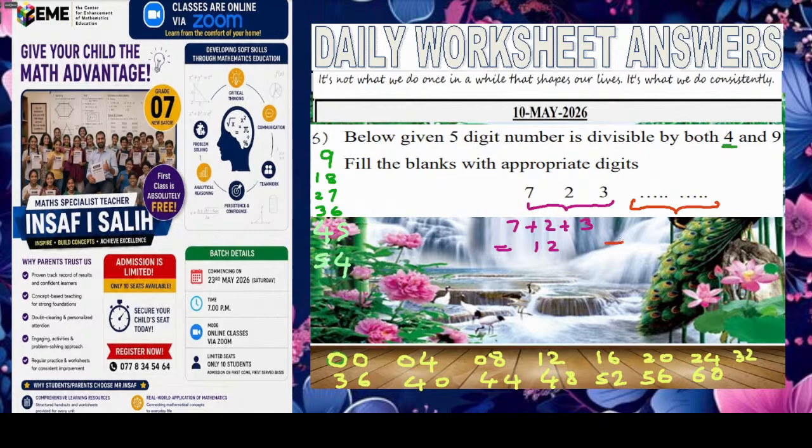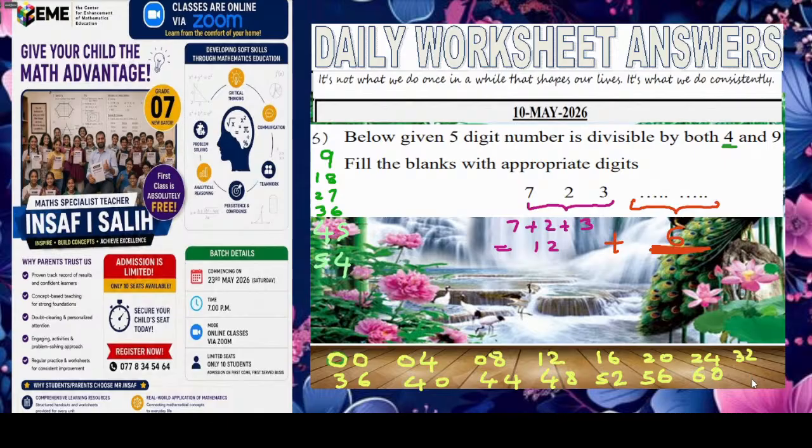12 plus what? 12 plus what would make 18? 12 plus 6 is making 18. So the addition of the two digits what we are writing in the blanks got to be 6.